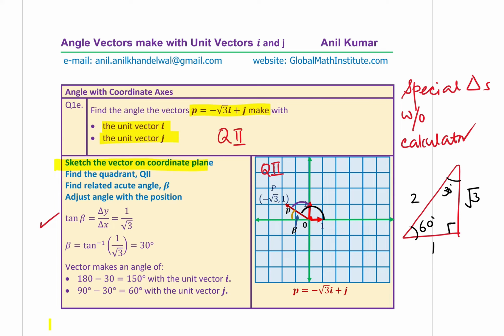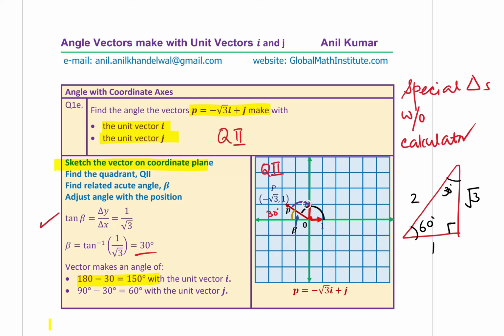Perfect. So we're looking for a tan ratio of 1 over square root 3, and clearly that means the angle should be 30 degrees. So we have the related acute angle of 30 degrees. So beta in this case is 30 degrees. To find the angle which the vector makes with the unit vector i, which is along the x-axis as shown here, it should be 180 degrees minus the related acute angle. So that is what we have done, and we get 150 degrees as our answer.